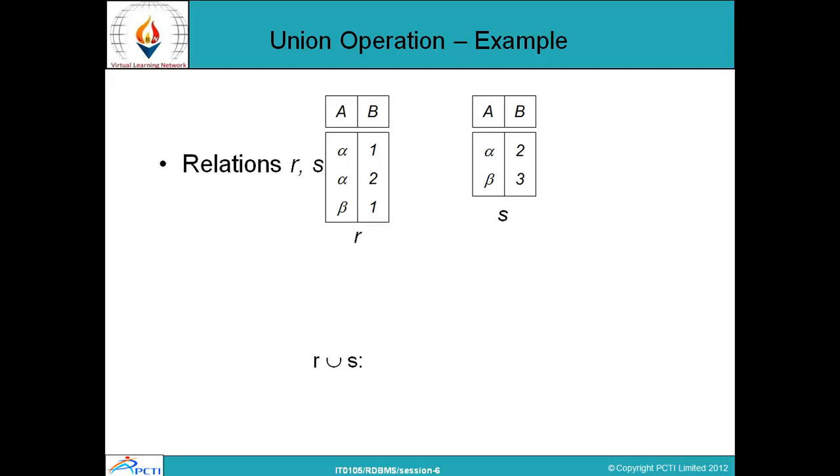Next, this is shown as the union operation once more. You can see the two tables R and S easily. The union represents the combined form of these two. Here alpha 1 is taken from relation R. Alpha 2 is in R as well as in S, so it is not repeated again. Next is beta 1, which is taken from R, and beta 3 is different and is taken from S. So this shows the union relation over R and S.